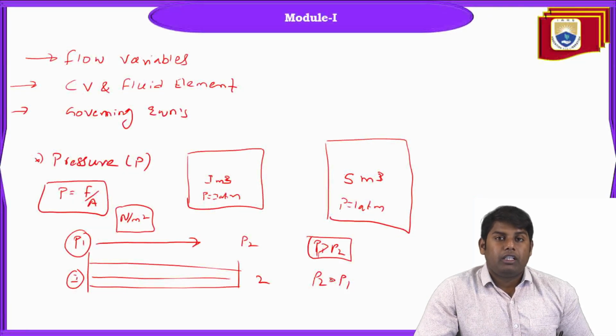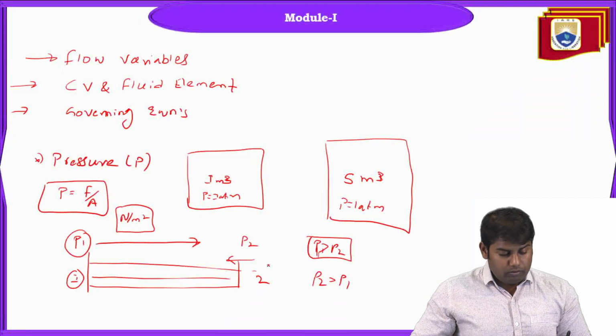So the pressure on the left-hand and right-hand side: let's say you have this P2, which is more, and you have the reverse flow phenomenon, and it goes to 1. Okay, so this is what we have.